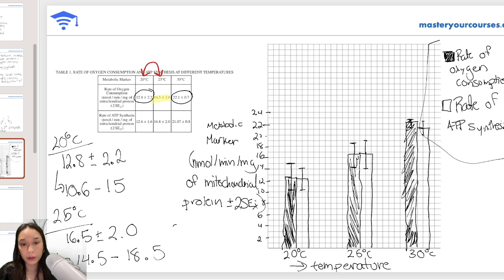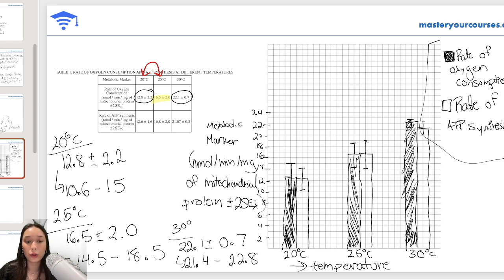So let's put this over here. For 30 degrees, you've got 22.1 plus or minus 0.7. So that is going to give you a range of 21.4 to 22.8. And so none of these values overlap.